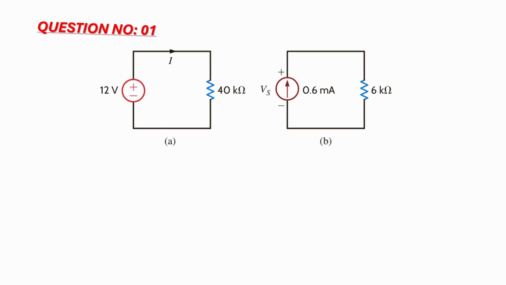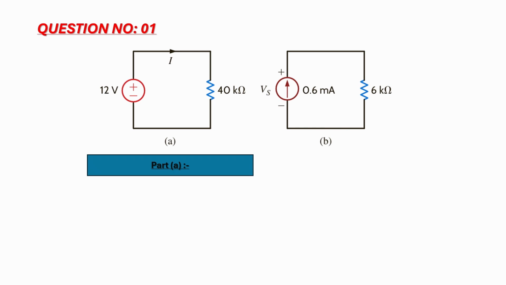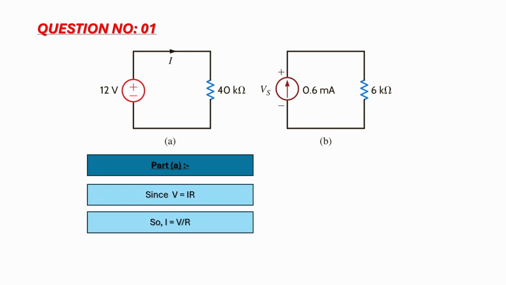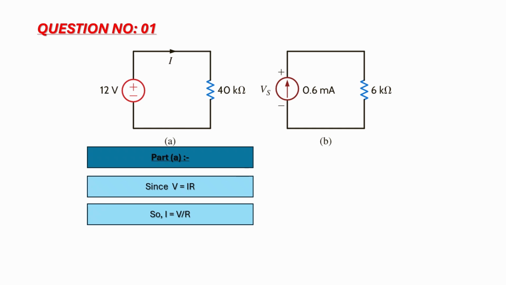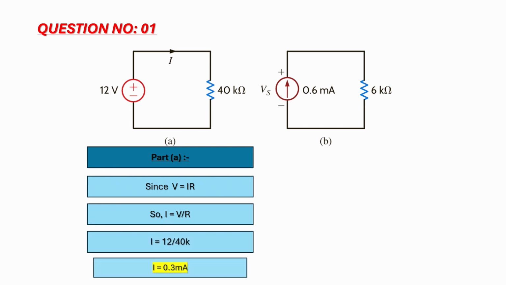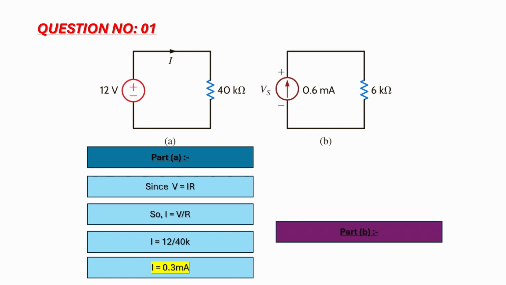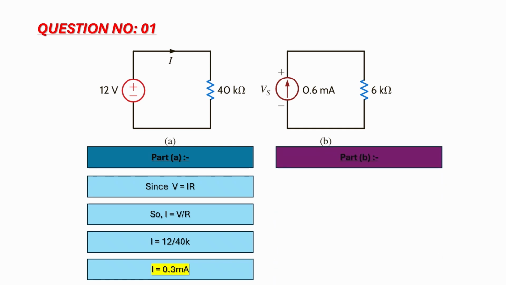Now let's move on to some practical calculations that will be useful both in exams and real-life applications. We are given a circuit with a 12 volts battery. Part A, we are asked to find the current when the total resistance is 40 kilo ohms. Using the formula V equals IR, we can write I equals V divided by R. When we divide 12 volts by 40 kilo ohms, we get a current value of 0.3 milliamperes.